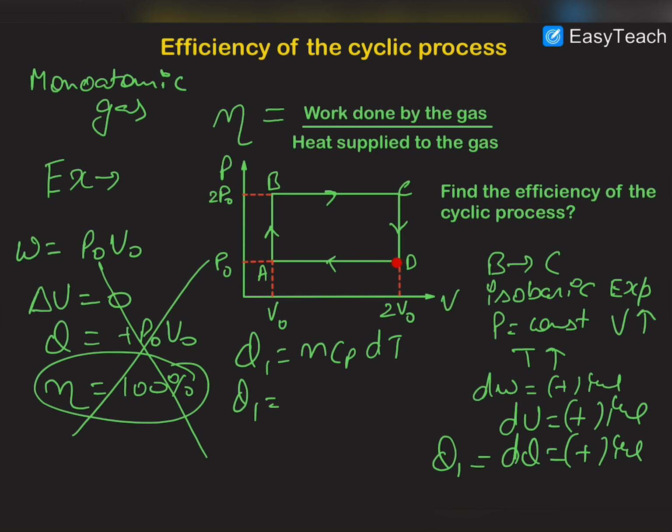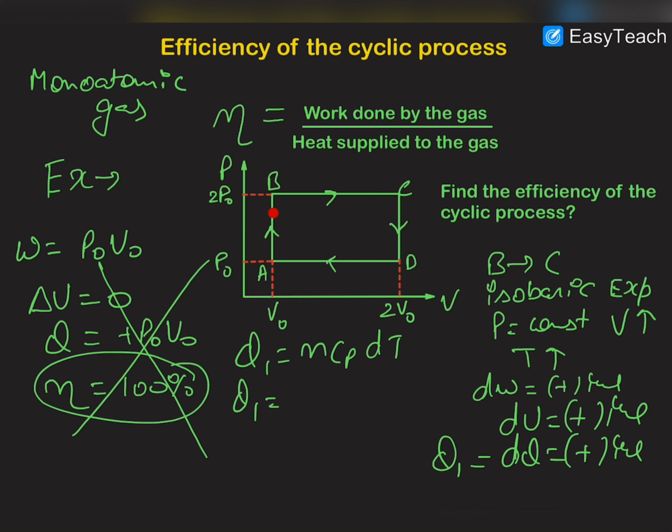Now process DA is just the reverse process of BC. So in DA, heat will be negative because in BC heat was positive. Process DA is an isobaric process in which volume is decreasing, so work done would be negative. Pressure is constant and volume is decreasing, therefore temperature would be decreasing, and therefore delta U will be negative. If delta U and work done are both negative, then the heat will be negative, and we do not have to consider that heat.